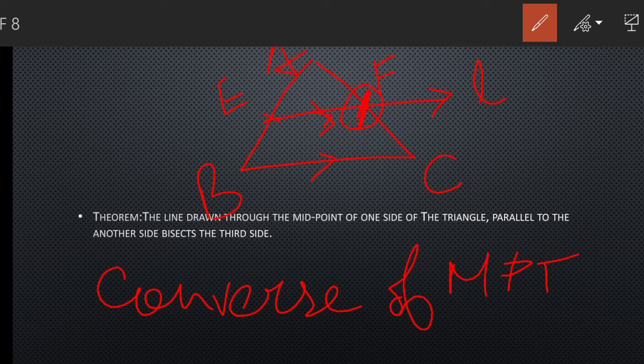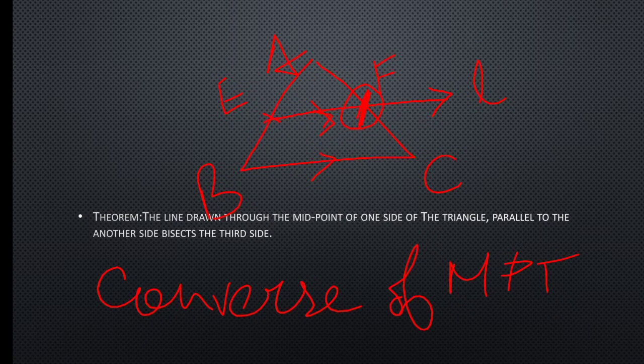That means from a midpoint, if a straight line is drawn parallel to one side of a triangle, then this straight line meets the third side at a point, and here the line meets AC at F, then F is the midpoint. So this is the converse of MPT, that is, the midpoint theorem.